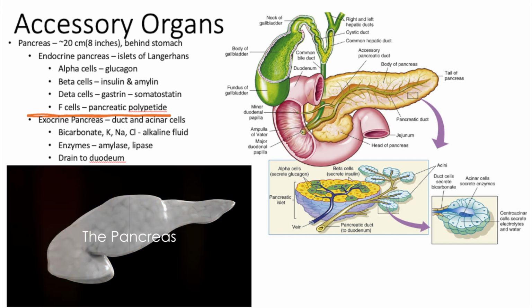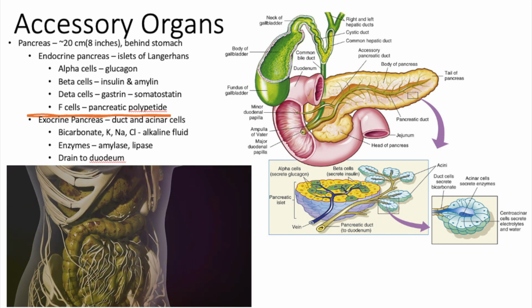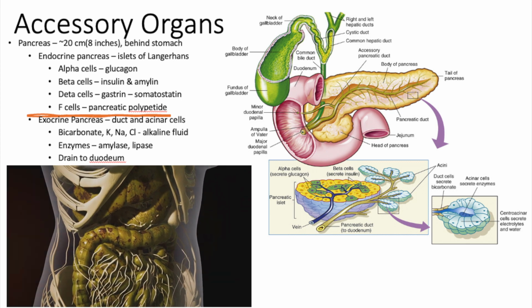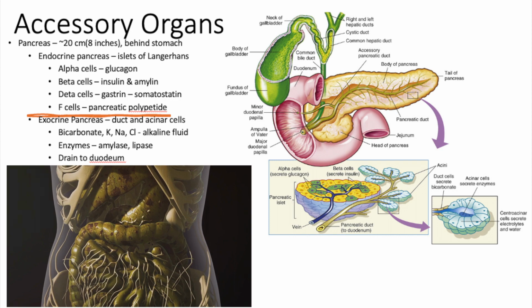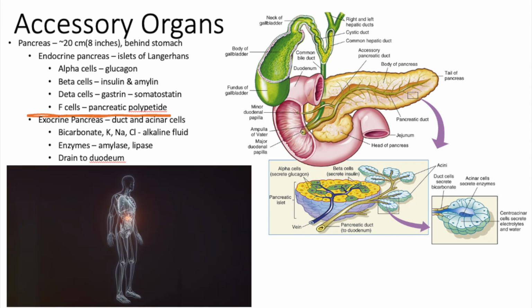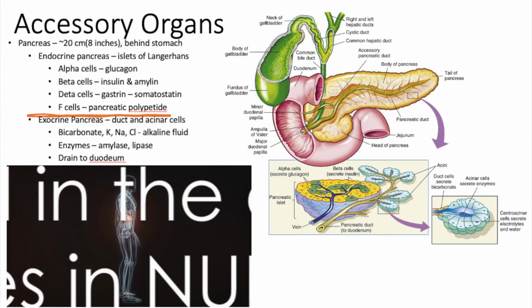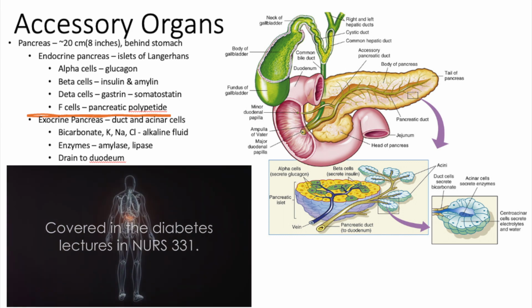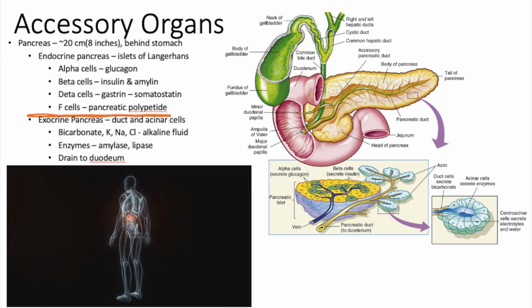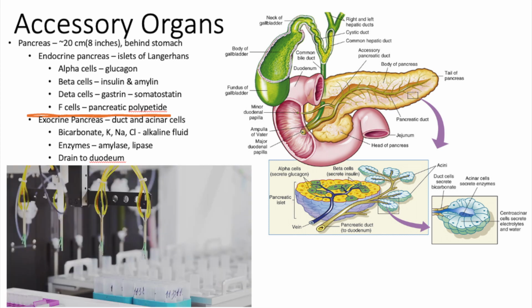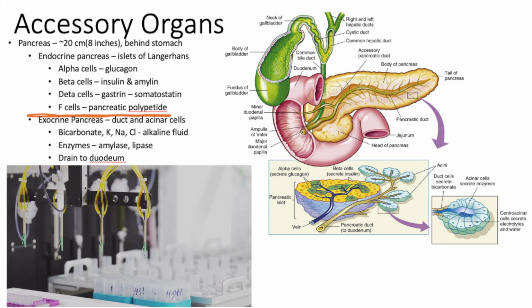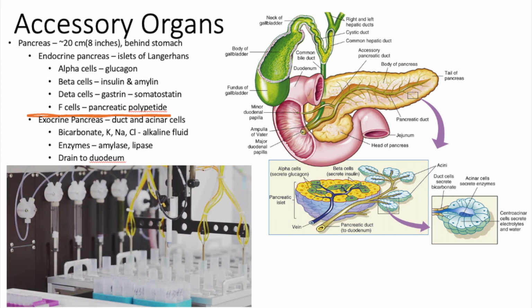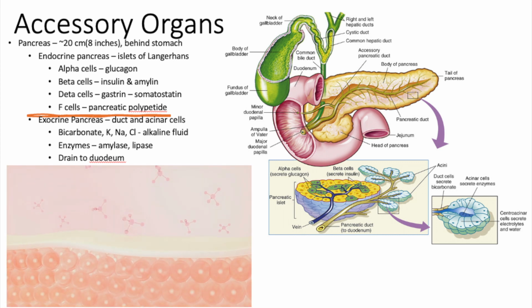Our final accessory organ is the pancreas. This 20 centimeter long glandular organ is tucked behind the duodenum and stomach, and extends to the spleen. It has both endocrine and exocrine functions. Its endocrine functions are covered in the diabetes lectures in NERS 331. Briefly, the islets of Langerhans contain alpha, beta, delta, and F cells, which produce glucagon, insulin and amylin, gastrin and somatostatin, and pancreatic polypeptide, respectively.